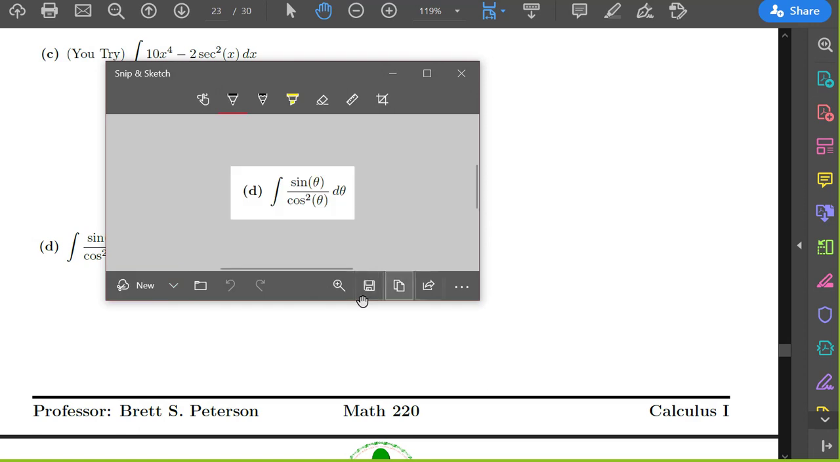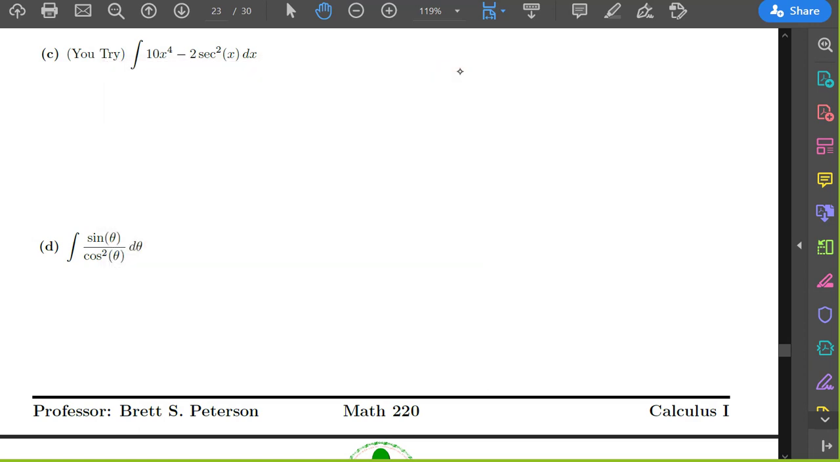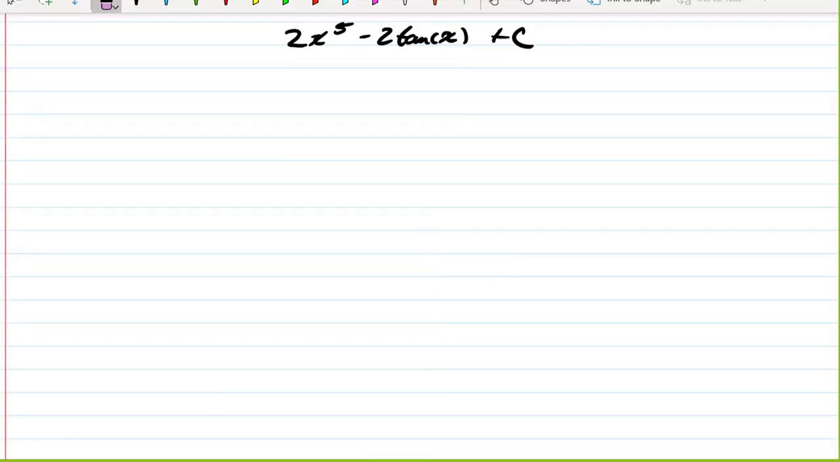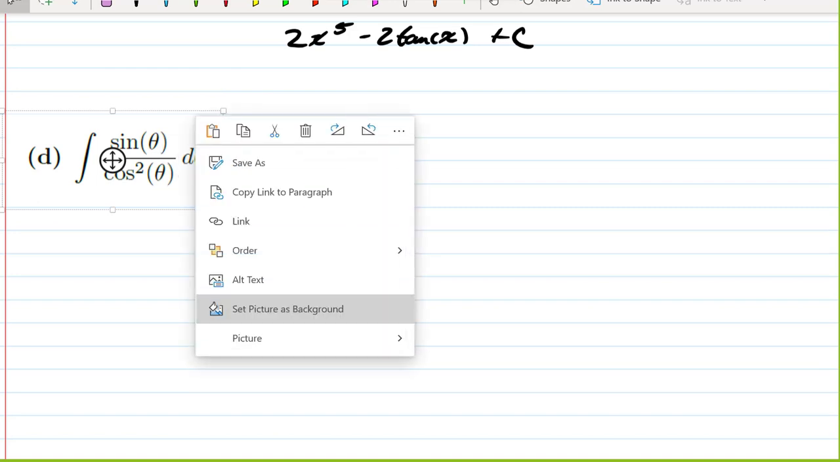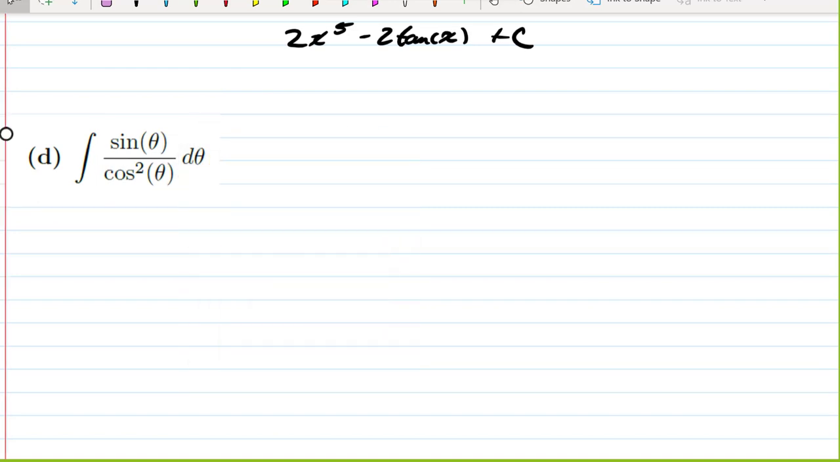So we have the integral of sine theta over cosine squared theta d theta. And we're looking at that and we're like, dang, that does not look like anything that is on our integral sheet. So similar to when we were doing derivatives, we may need to use algebra to simplify.